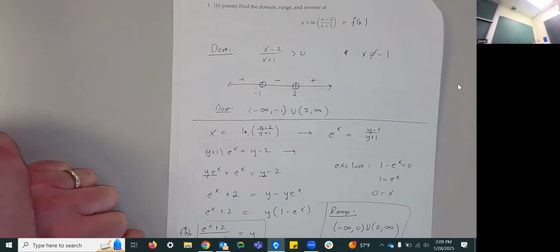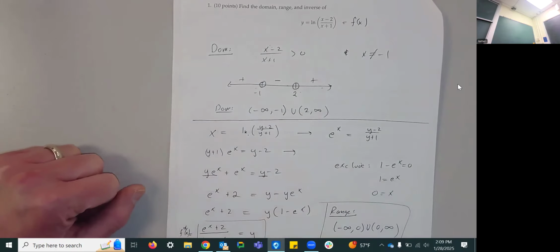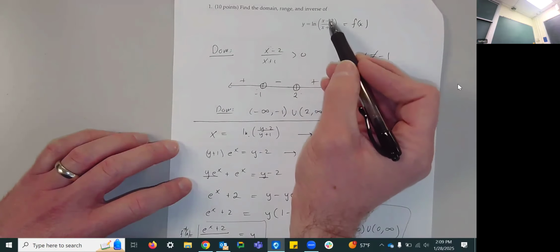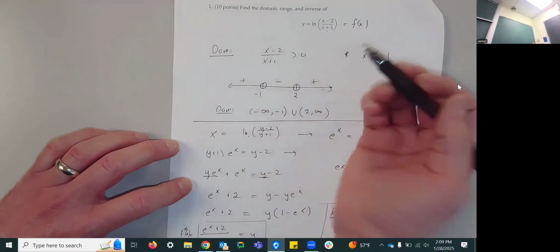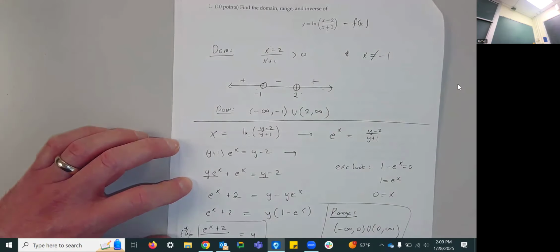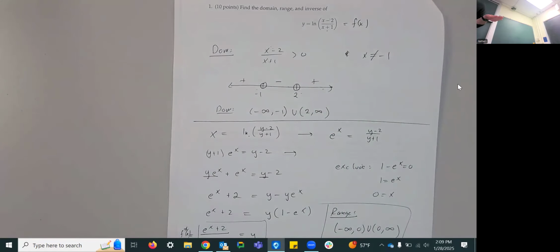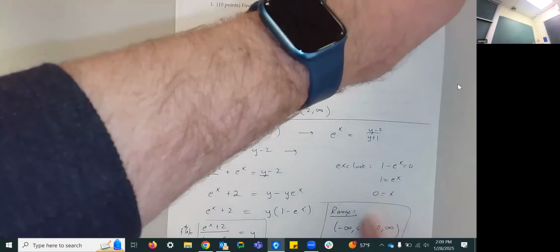The natural log of 1 is equal to 0. And there's no way that we could ever get this equal to 0, because (x minus 2) divided by (x plus 1) is never going to be able to equal 1 for any value of x, right? The numerator and the denominator are always going to be different values, and so their quotient will never be equal to 1. Not that you have to check that, but it makes sense that we wouldn't get 0 in our range.